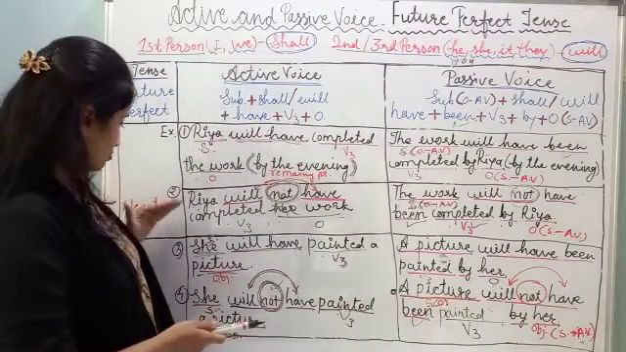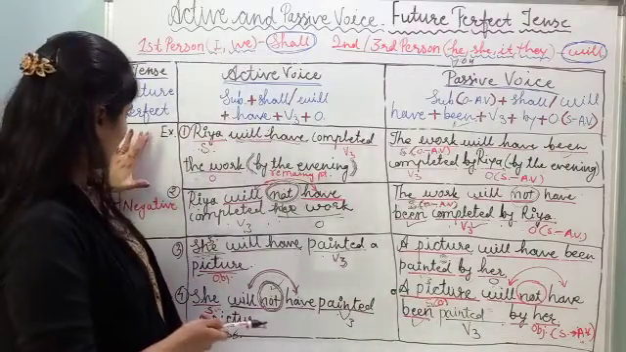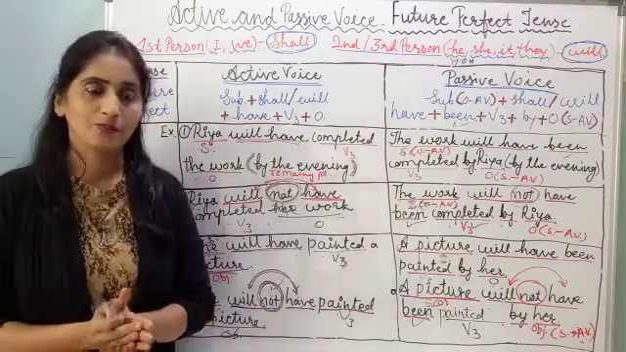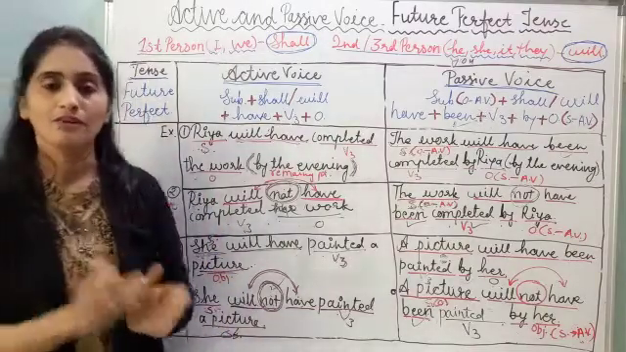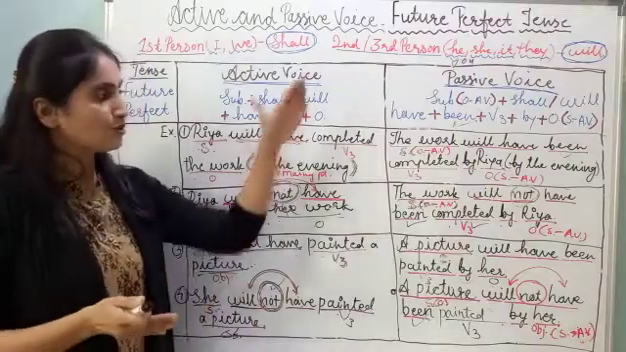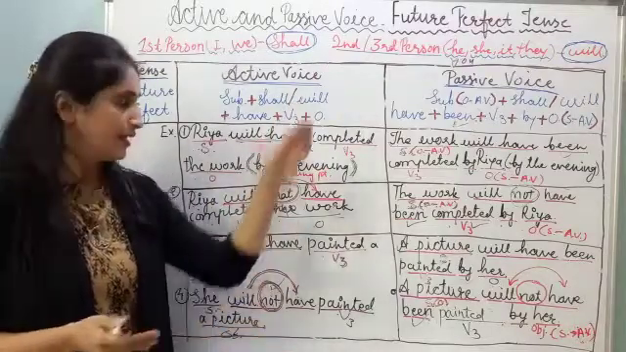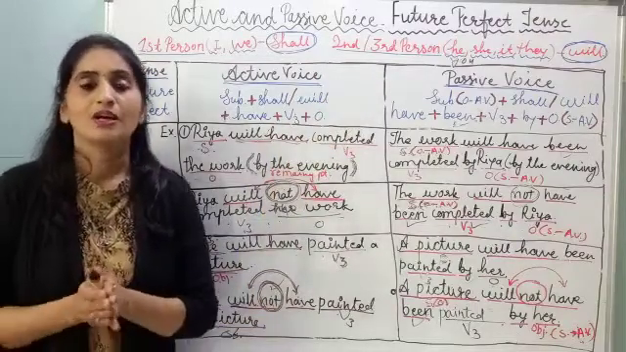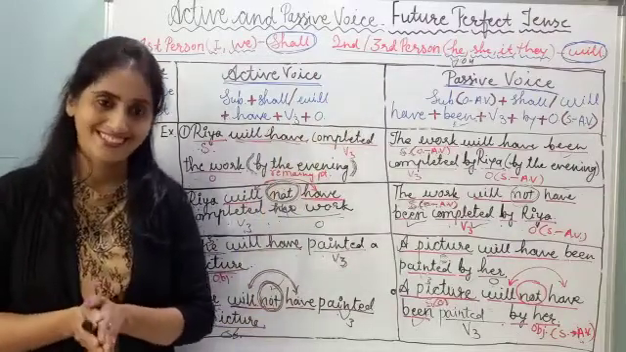So 1, 2, 3, 4. Two sentences are affirmative and two are negative. So let the sentence be affirmative or negative, you have to convert them in this way. So follow the structure and convert more and more sentences.